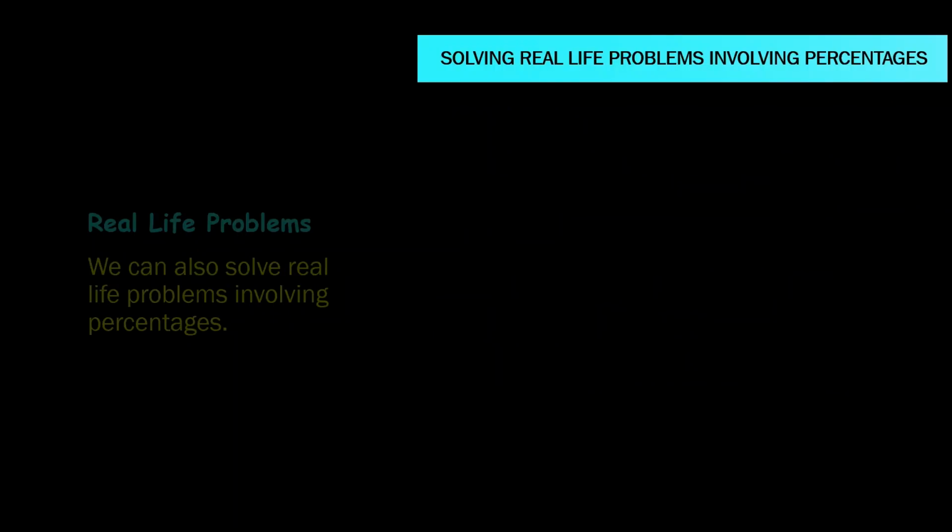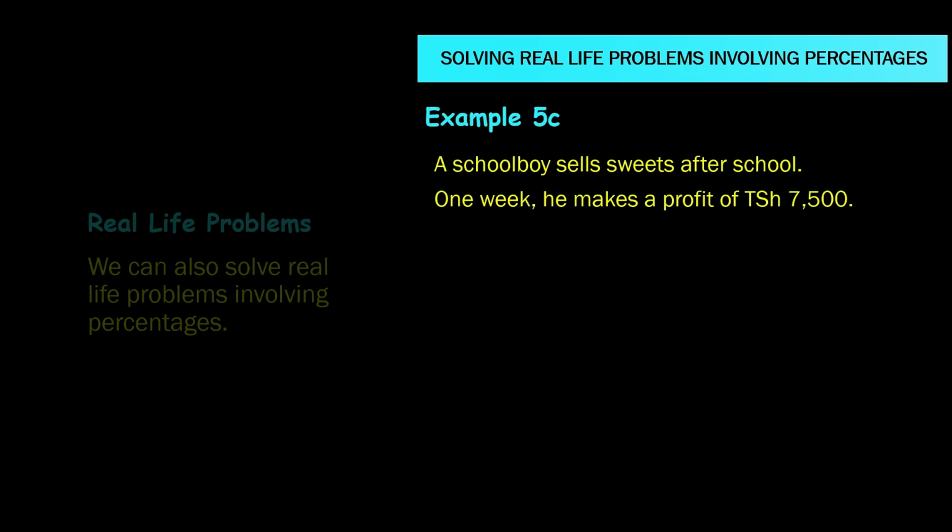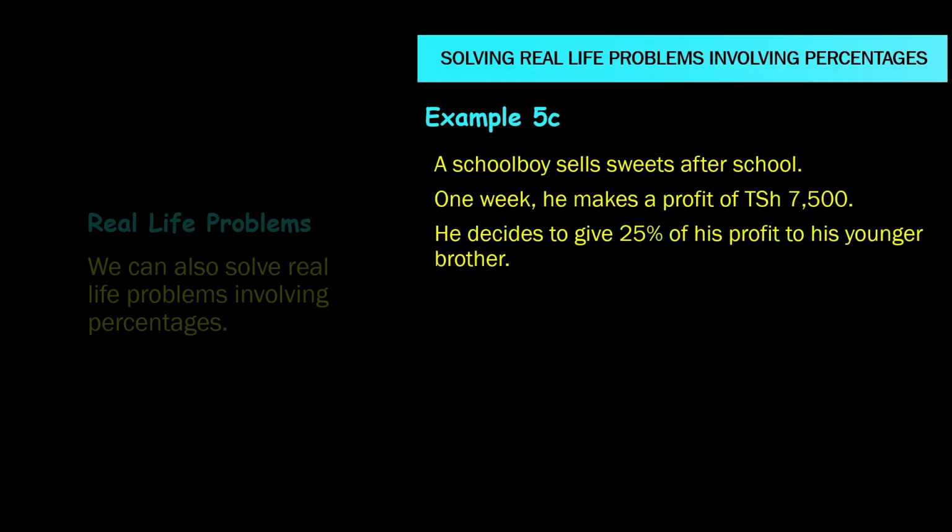Let's take a look at another problem. A schoolboy sells sweets after school. One week he makes a profit of 7,500 shillings. He decides to give 25% of his profit to his younger brother. How much does his younger brother receive? Pause the video and have a go. Press play when you're ready to view the solution.